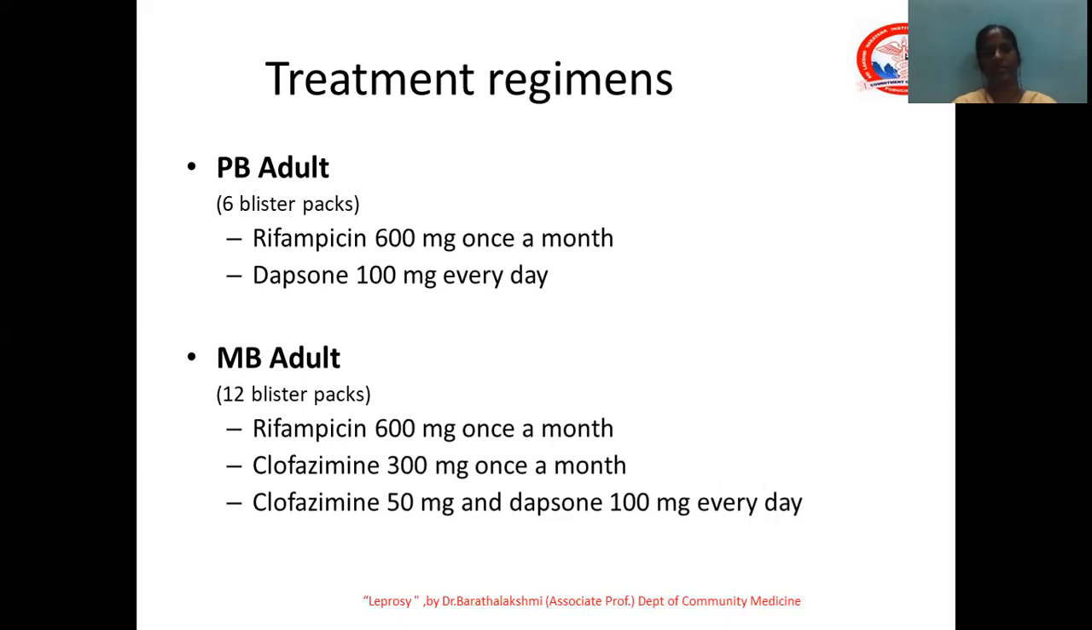But here in multibacillary, the same rifampicin 600 milligram once a month under direct supervision, and clofazimine 300 milligram once a month, and every day 50 milligram of clofazimine and 100 milligram of dapsone the patient is going to consume at home. So this is how the treatment goes in paucibacillary and multibacillary.